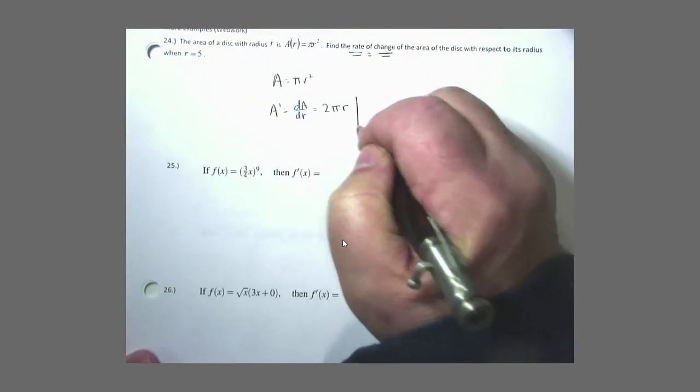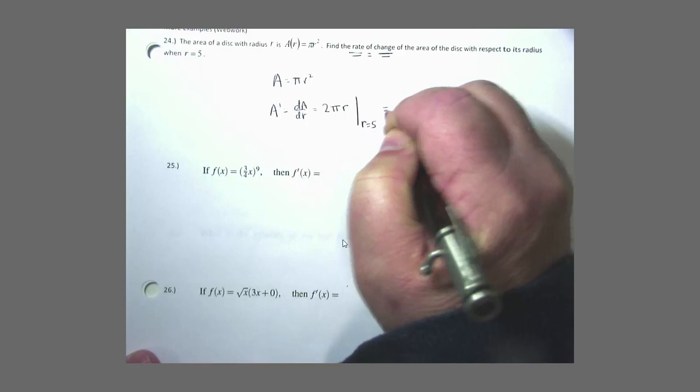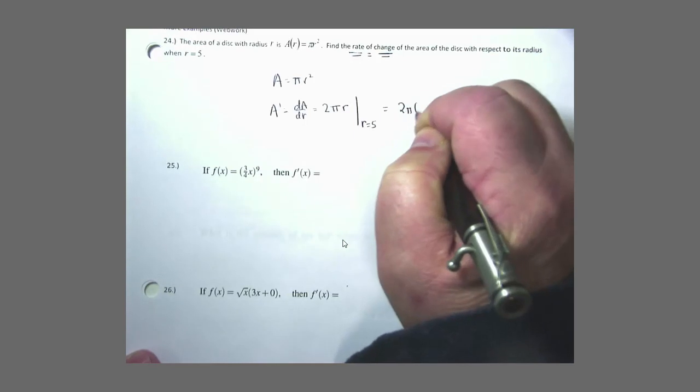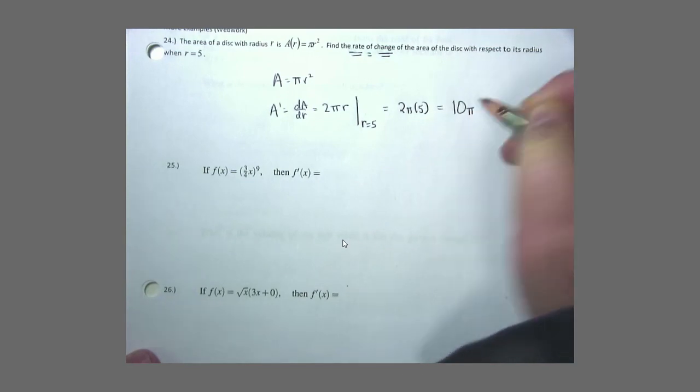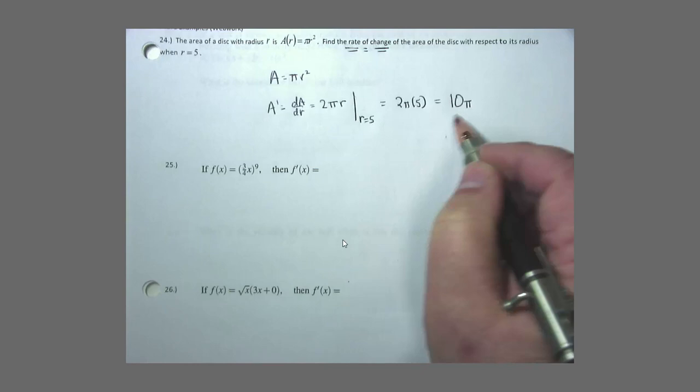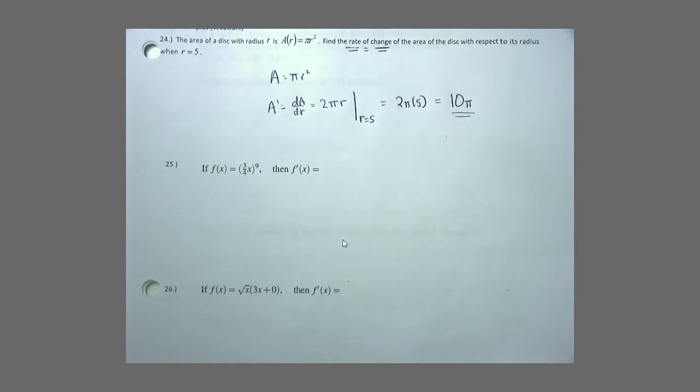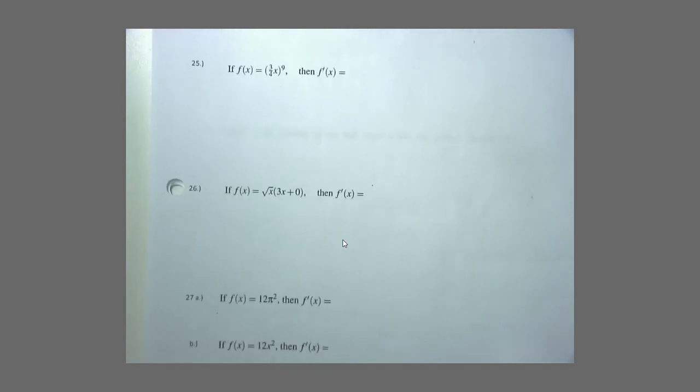Now, we're supposed to calculate this thing when r equals 5. So I'm going to put a little line there, and r equals 5. This will end up giving me 2 pi times 5, so what's my answer? What's 2 times 5? 10 pi. That's the rate of change of the area with respect to radius. 10 pi. Did I lose you guys anywhere? Rate of change means take derivative. Look at the next one.